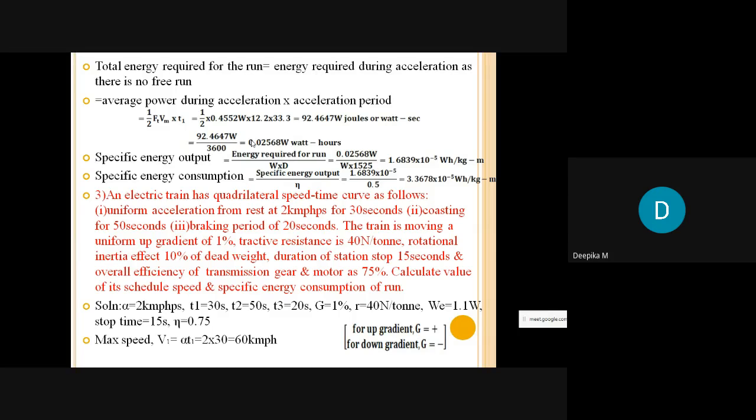Again, you have to remember that for the up gradient you have to use the positive sign, and for the down gradient you have to use the negative sign. So let the coasting retardation be beta c, and using the same formula, Ft is equated to 0, that is, the tractive effort will be 0 during the coasting period. Hence we have calculated beta c, which is 0.4519 kilometer per hour per second.